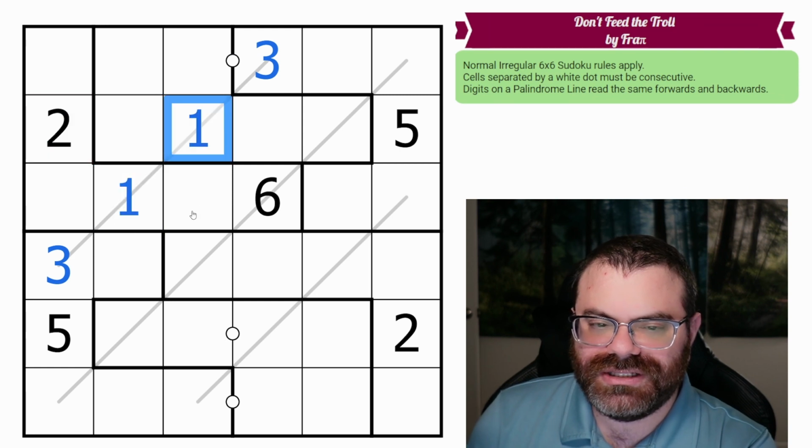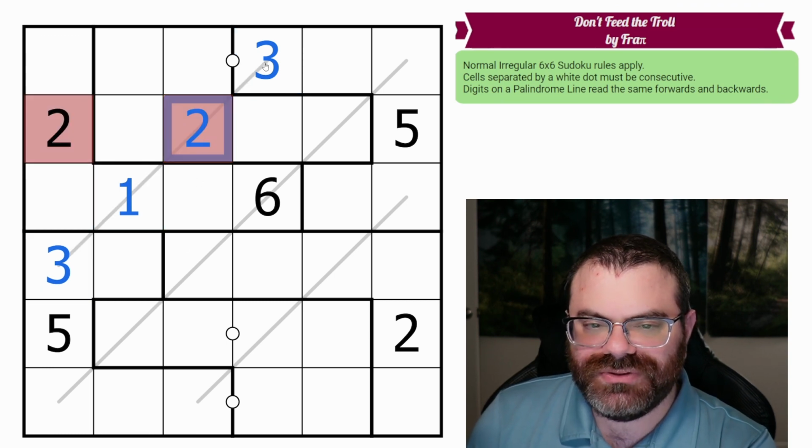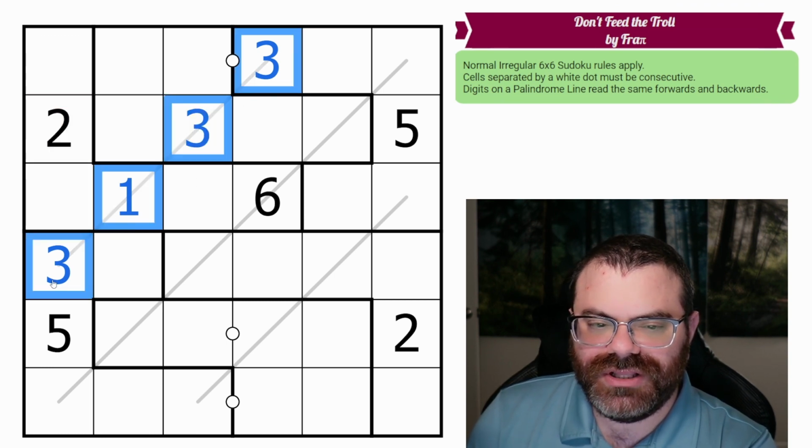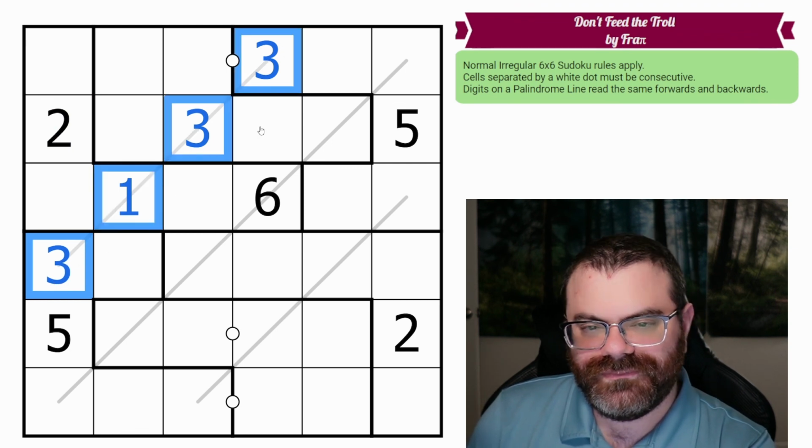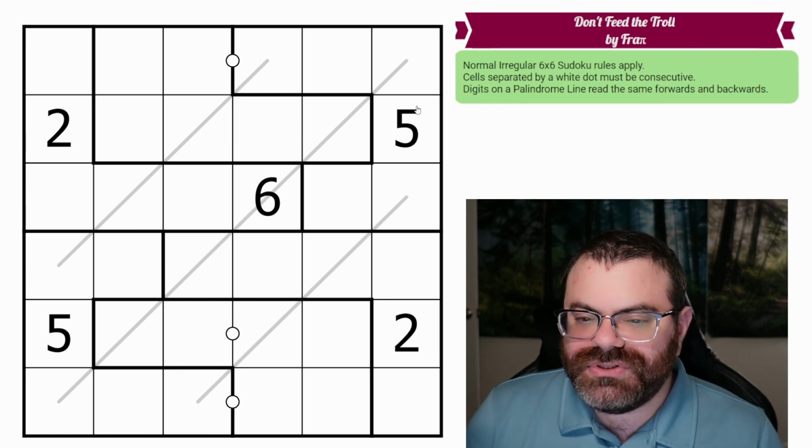So for example, let's use ones. This reads 3, 1, 1, 3 this way, and it reads 3, 1, 1, 3 this way. So it's a palindrome. Can't do like 3, 3, 1, 3 because that's not the same if you read it the other way. 3, 1, 3, 3 is different. All right, so those are the rules.